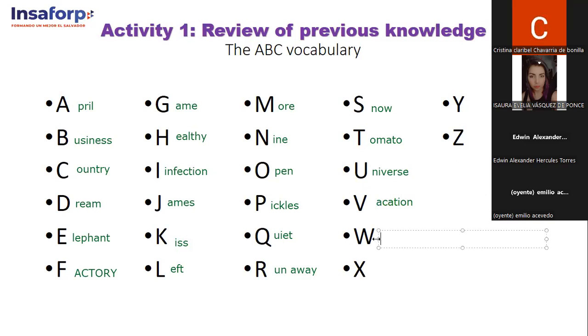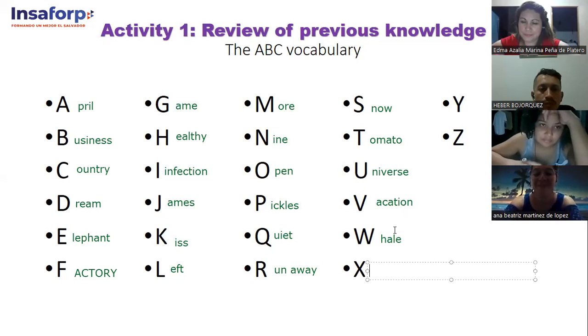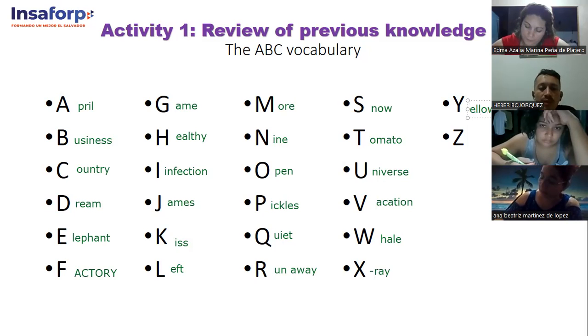W. World. Another word, please. What about a whale? The big animal. Okay, with the letter X? X-Men. Okay, X-Men. Also X-rays, right? X-rays. Yeah, when you break a bone, they take X-rays. Letter Y. Yellow. Okay. And the last letter of the alphabet. Zebra. Okay, nice. Good.